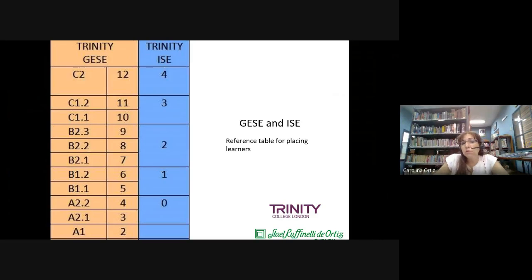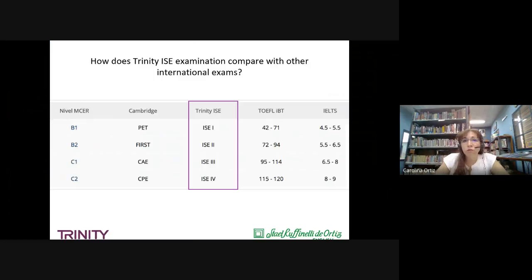Today, we're going to be concentrating on a B1, B2 level, meaning that we would be working with students that are at a higher elementary, intermediate stage of their proficiency. If we compare these exams to others from Cambridge, for the ISE 2 level, which is the level of proficiency I would like to talk about today, we're aiming at B2 levels according to the Common European Framework. We're aiming at Cambridge exams such as First, and we have this average for TOEFL and IELTS.